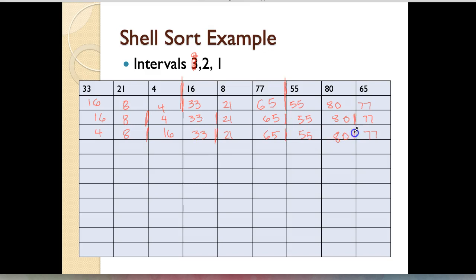So now let's check, as the computer will do, and check for a last pass. So for 16, 21, 55, 77, that list is okay. And 8 with 33, 65, and 80 is okay, right? So that means that I am done with my pass of 2.